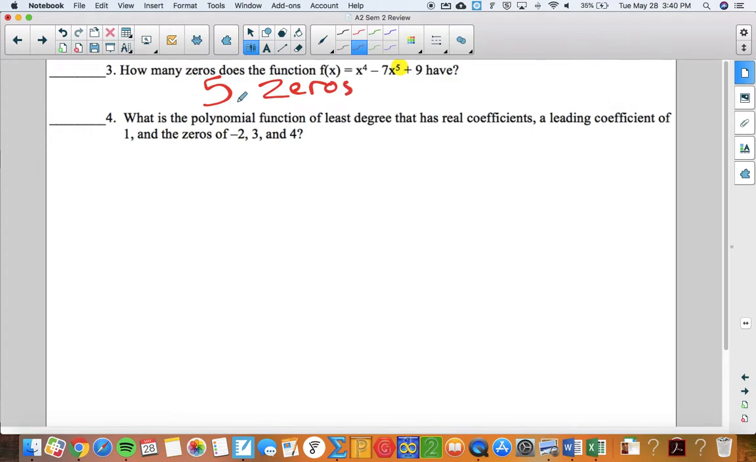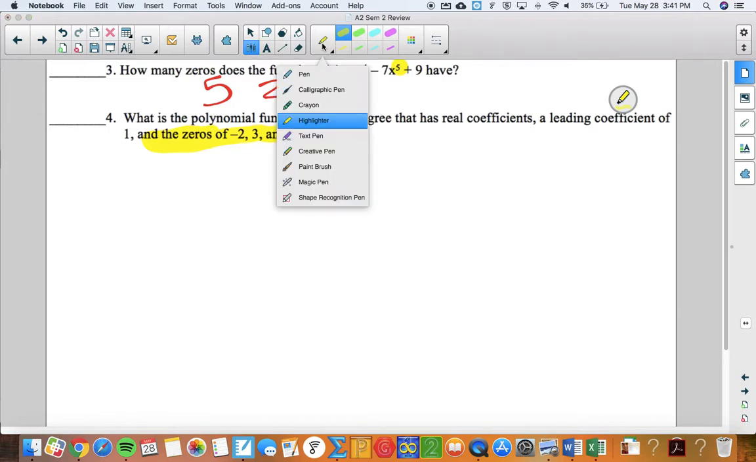What is a polynomial function of least degree? That means the smallest power possible. It has real coefficients, a leading coefficient of 1, and the zeros are negative 2, positive 3, and positive 4. I think this is the most important place to start. When you have these zeros, it means that you have these factors.